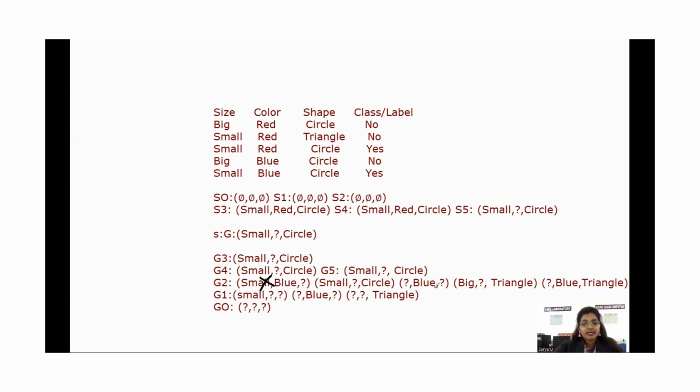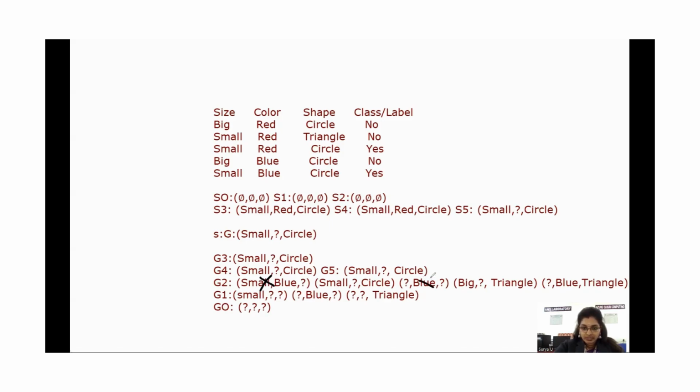Next one, question mark, comma, blue, comma, question mark. There is no possibility in this because we have no value, we have S value as well. So just ignore this. Then big comma, question mark, comma, triangle. There is not at all this possibility, so just ignore this. And one more is question mark, comma, blue, comma, triangle. So blue comma triangle also has no possibility. Ignore all these.